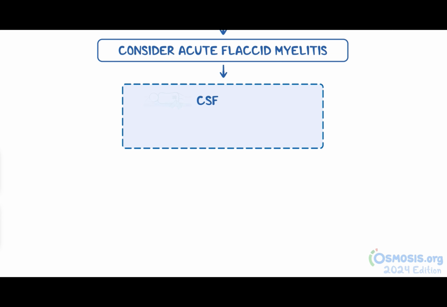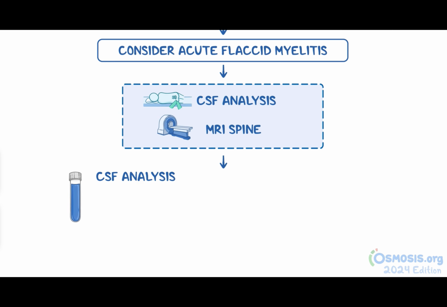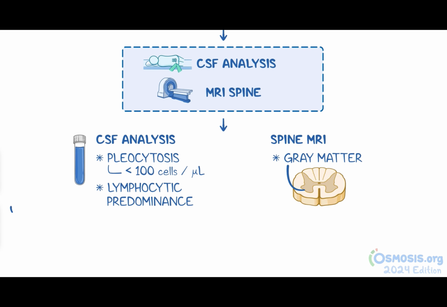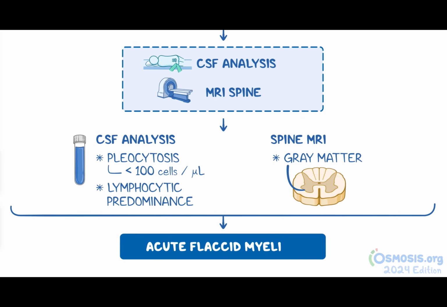Then obtain a CSF analysis and an MRI of the spine. If the CSF analysis reveals pleocytosis, usually less than 100 cells per microliter, with a lymphocytic predominance, and the spine MRI shows predominantly gray matter involvement, diagnose acute flaccid myelitis in this case.